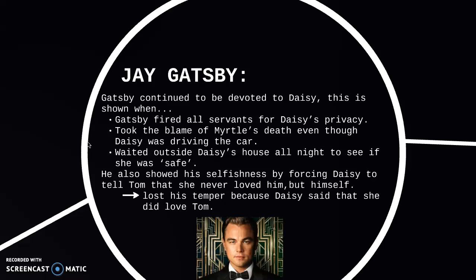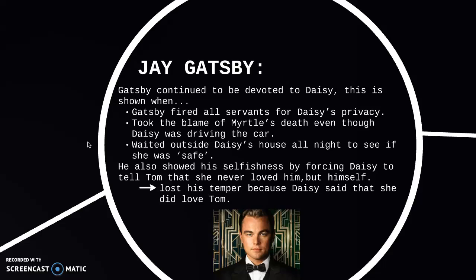Gatsby continues to be devoted to Daisy. He fires all the servants for her privacy. He took the blame of Myrtle's death, even though Daisy was the one driving the car. We didn't read that scene together, but if you read the chapter, you'll notice that that's the case. He waited outside of her house all night to make sure that she was safe and that Tom didn't do anything to hurt her. And then he also showed his selfishness by forcing her to tell Tom that she never loved him, but Gatsby himself. And then he lost his temper because Daisy said that she did love Tom.